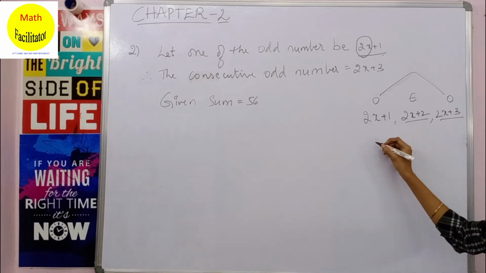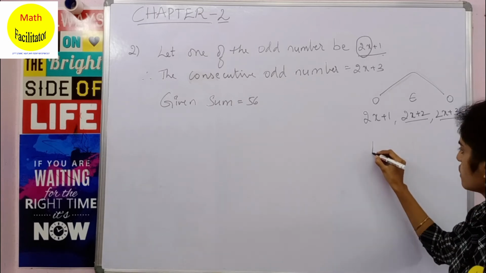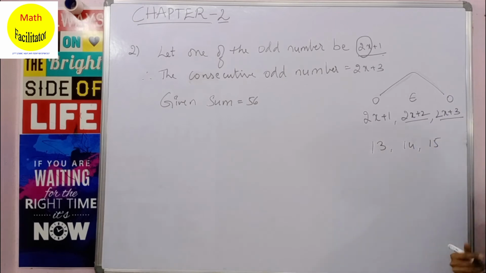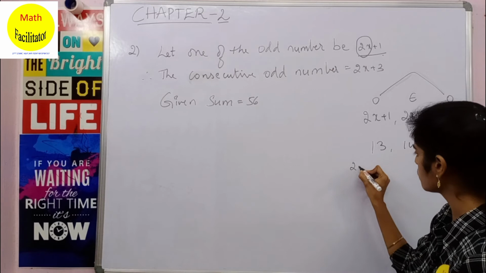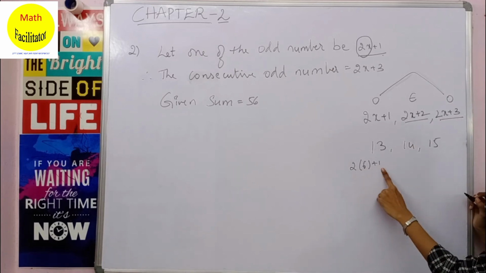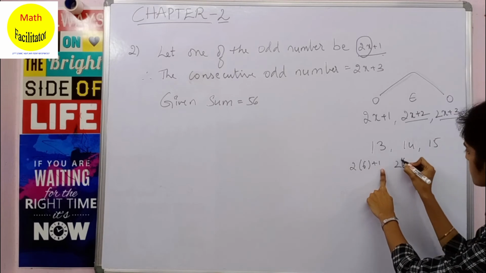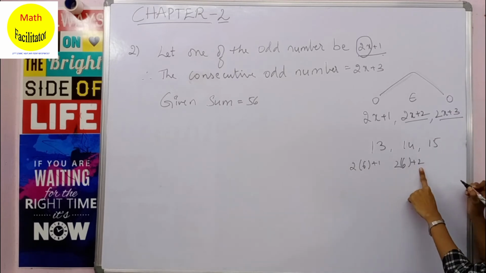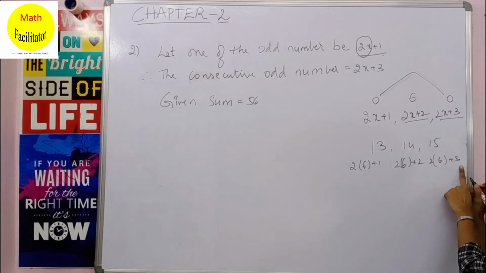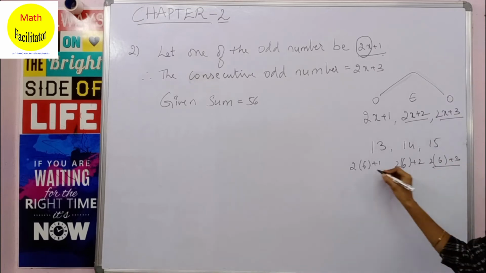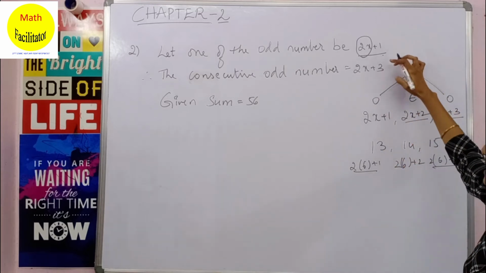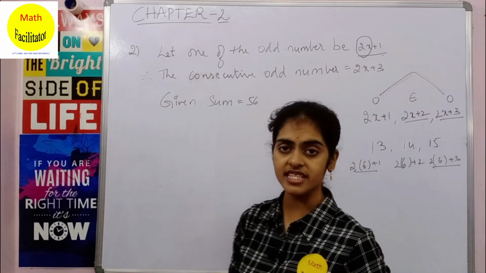Clear? So you can also take one example. So 13, 14 and 15. For example, 13 is nothing but 2 into 6 plus 1. 12 plus 1 is 13. Again 2 into 6 plus 2, 12 plus 2 is 14. So 2 into 6 plus 3, 12 plus 3 is 15. So this is odd and this is odd. That is what we have taken. Clear? So now the sum of these two consecutive odd numbers is 56.